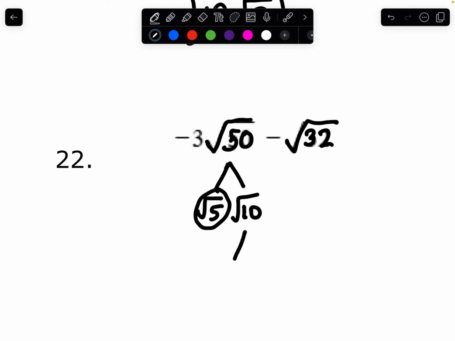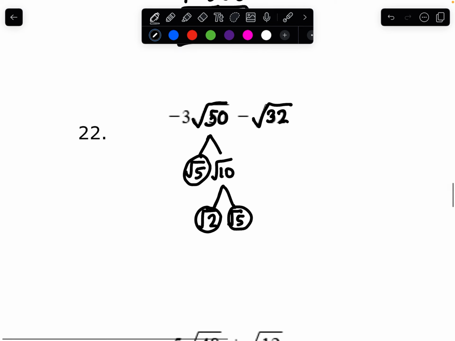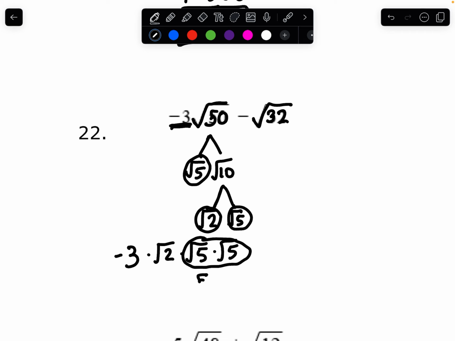I know 5 is prime, so I'm going to circle that one. I have 10 that I know can be 2 times 5. Okay, and I'm going to do the same thing I did yesterday, but this time I have to include that -3. So I have -3 times square root of 2 times square root of 5 times square root of 5. Again, just like yesterday, I'm applying that there are pairs. So that is a 5 times square root of 2 times -3. So I have -3 times 5 on the outside, so that's -15 square root of 2, right?